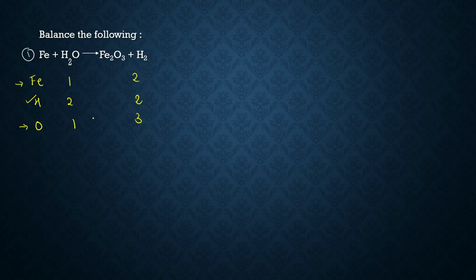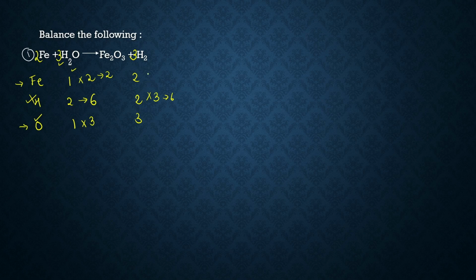I'll start with oxygen. In order to balance, I will have to multiply the reactant side by 3. If I multiply this by 3, then the number of hydrogen will now change to 6, since 3 into 2 is 6. And on the product side, now oxygen is balanced. Now your hydrogen is not balanced. So now on the product I'll try to balance the hydrogen. For that I'll have to multiply this by 3, so it is 6. Now iron is not balanced on the reactant side. So on the reactant side I'll multiply it by 2. So now it is 2.